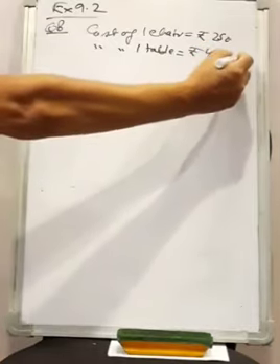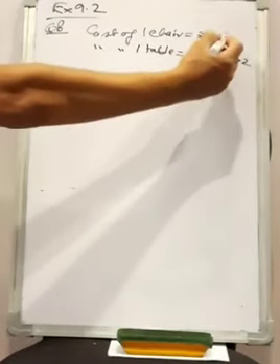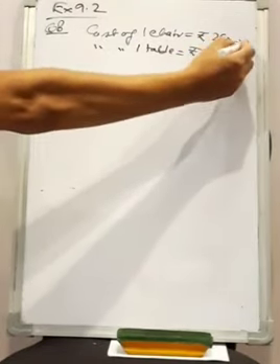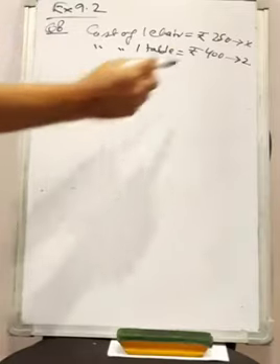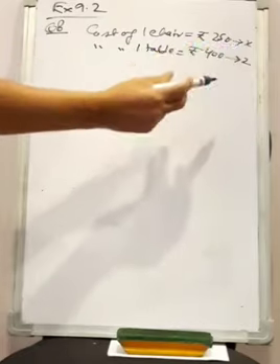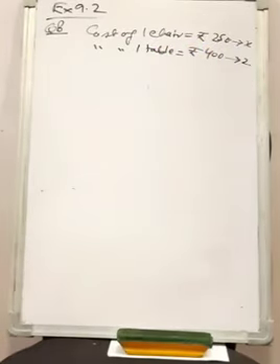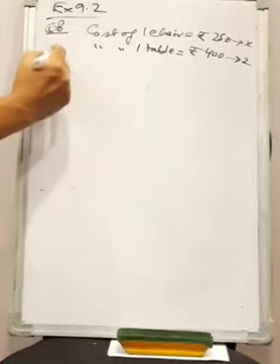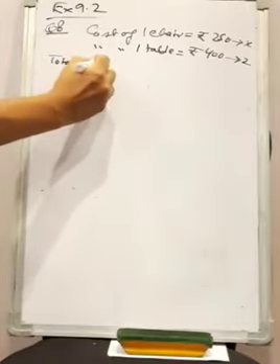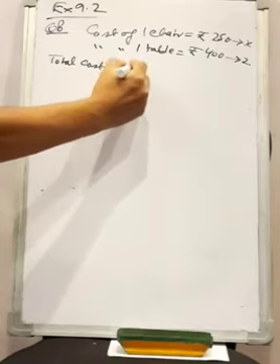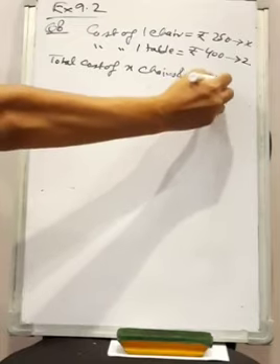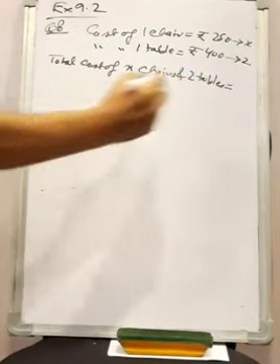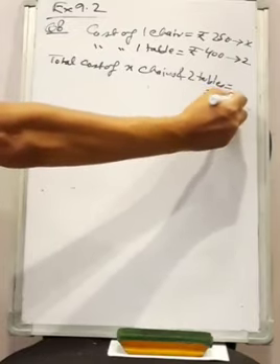This is given that 2 tables are bought, but the number of chairs is not given, so let this number be x. So let the number of chairs be x. In short, instead of writing so many statements, we can write this way: number of chairs is x and number of tables is 2. Now the total cost of x chairs and 2 tables is given in the question as rupees 2800.